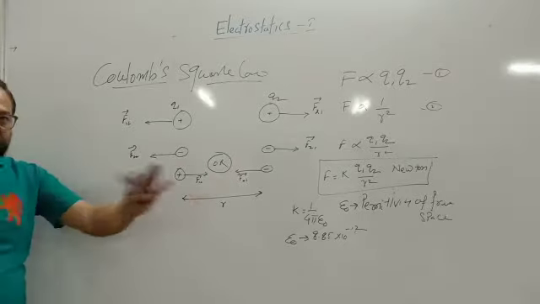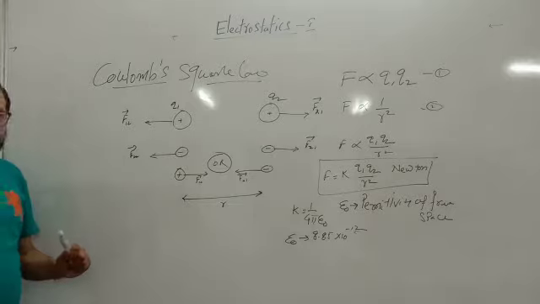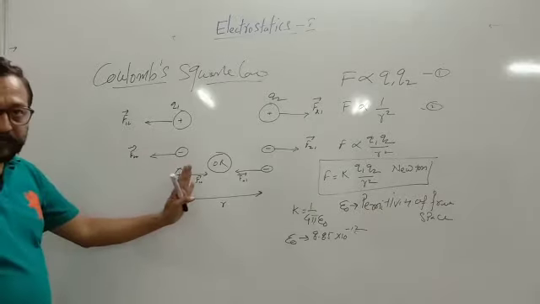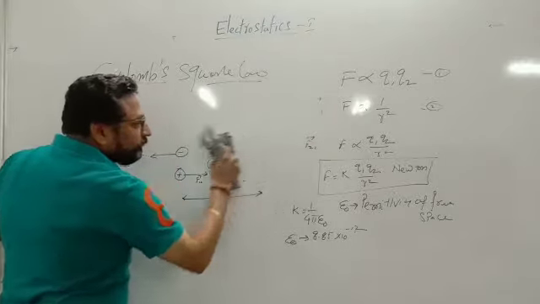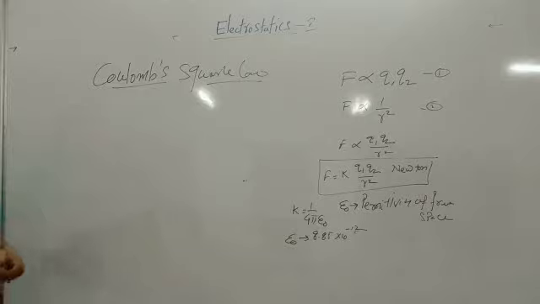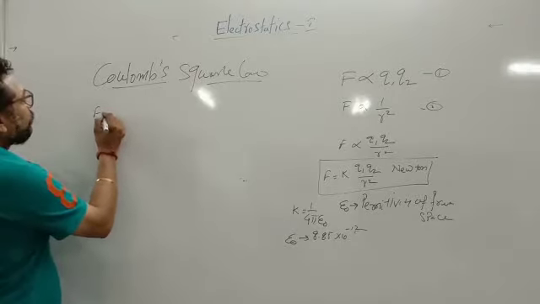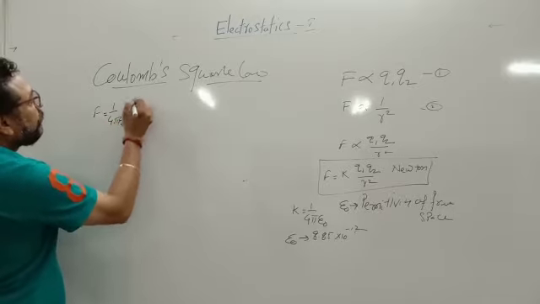Please write now each and everything in your copies, please. After that, we remove this diagram. Okay. Then put the value. F is equal to, the formula, K is 1 upon 4 pi epsilon naught.